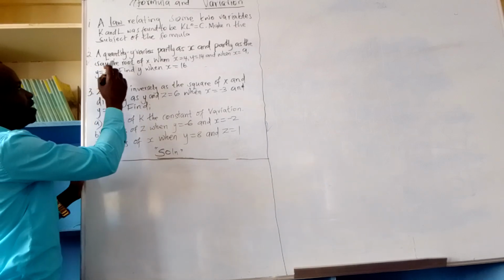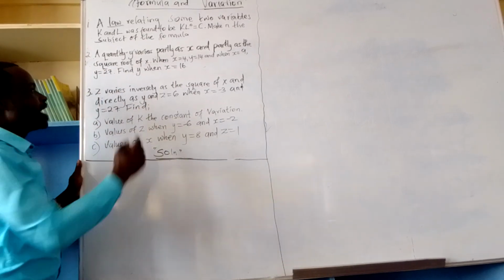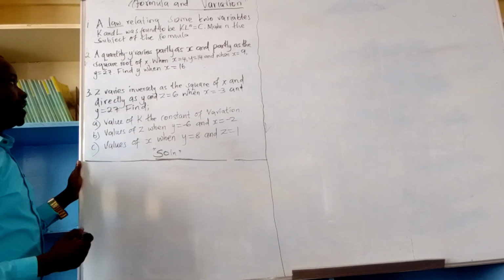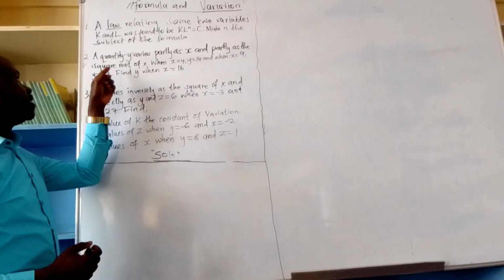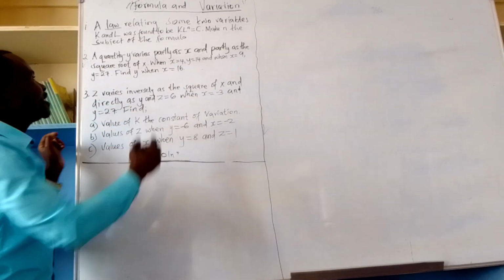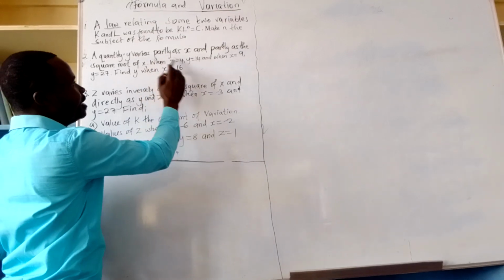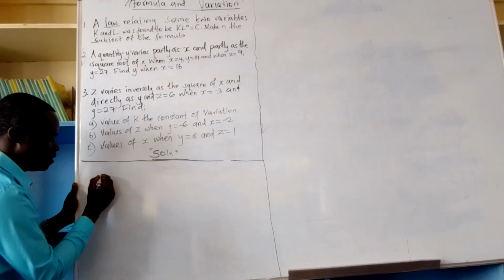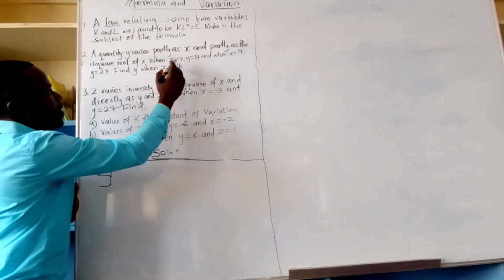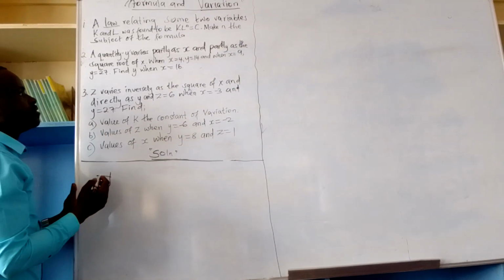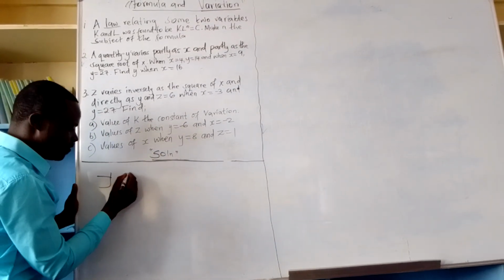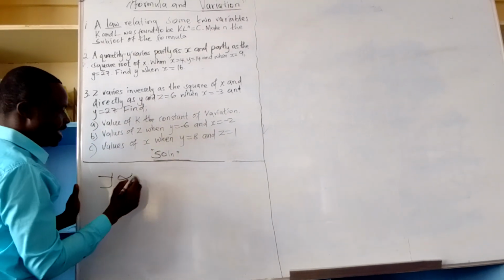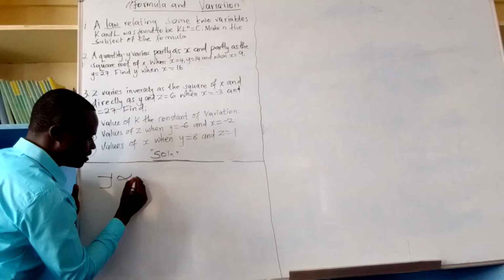A quantity y, first of all we are going to write it. Let us now transfer this word problem to mathematical language so that we may understand it better. So quantity y varies partly. This is a partial variation because we are talking about partly. So y varies partly as x. We have this sign of alpha that is normally used to indicate variation, as x.